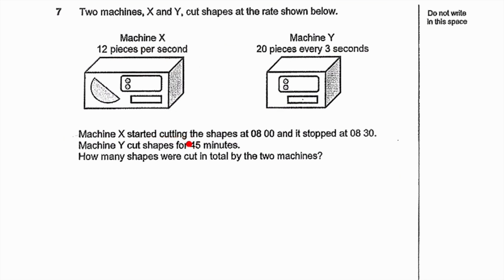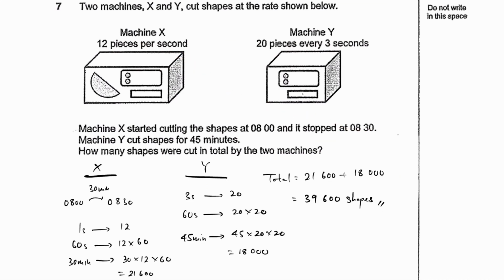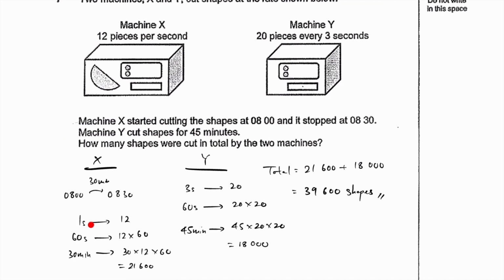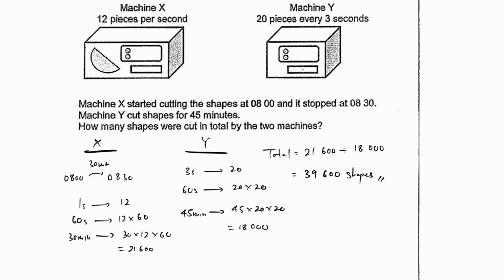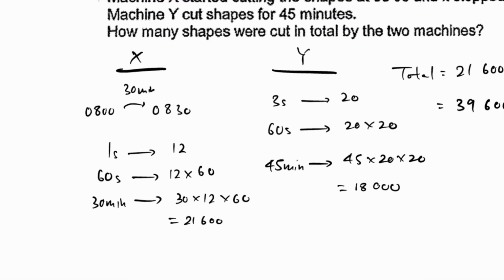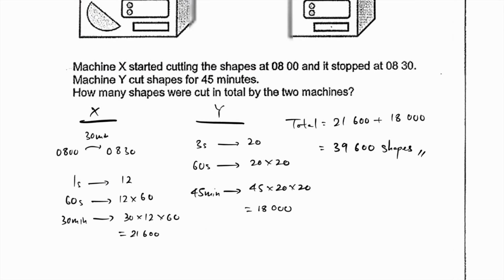X started cutting at 8 o'clock and it stopped at 8:30. So that's half an hour. So we've got 30 minutes here, but we've got seconds here. Well, we can do something about it. That's half an hour. So every second produces 12 for X. So in 1 minute, that's 12 times 60. In 30 minutes, that would be 12 times 60 times 30. So we've got 21,600 here.